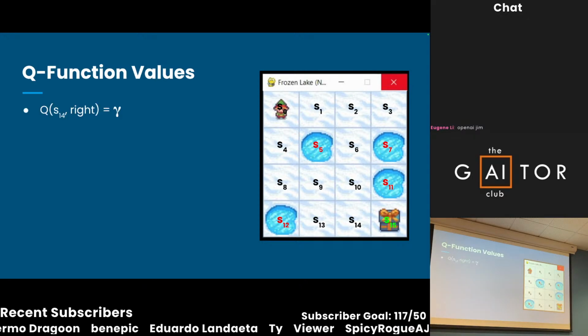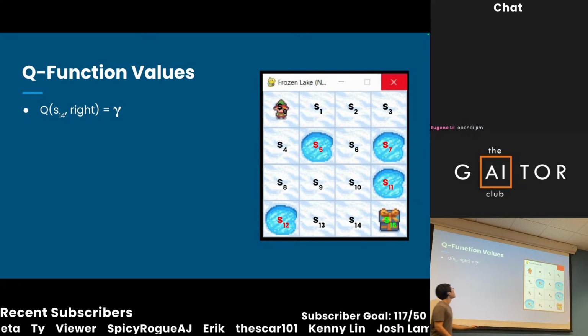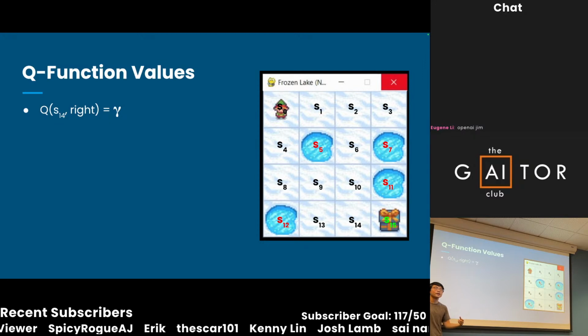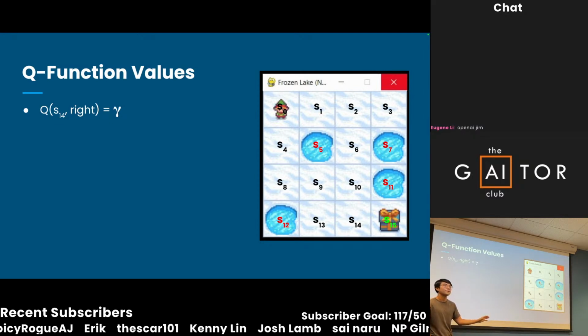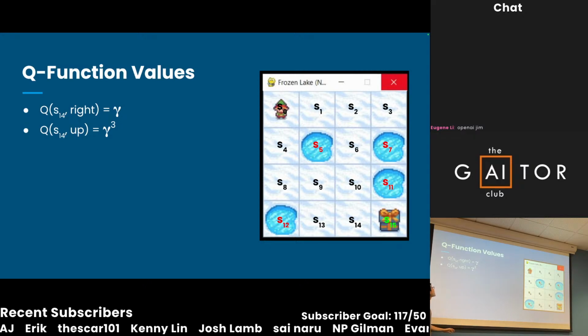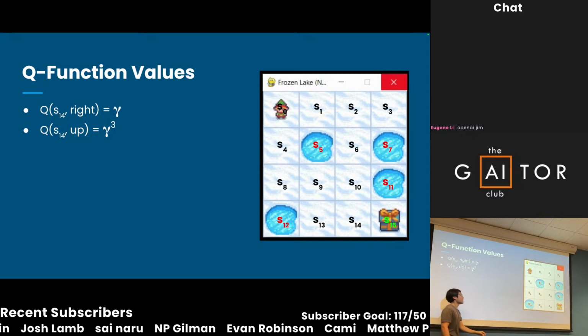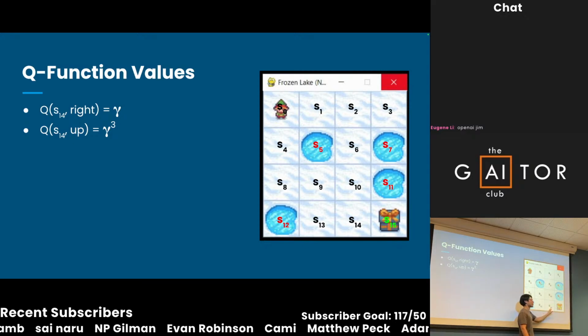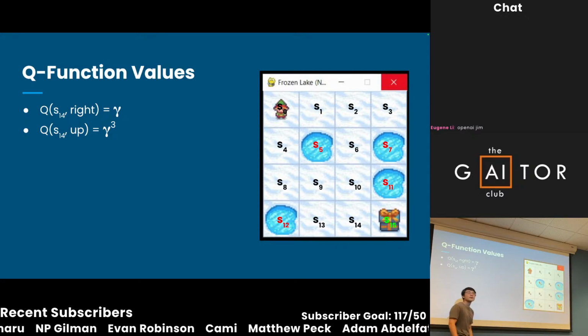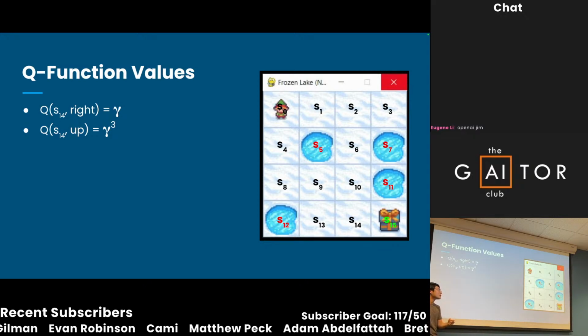Great. Now let's consider the discount factor. The Q value of being in state 14 and moving right is going to be 1 time step away, so it is going to have the discount factor gamma. Does anyone want to explain why Q of S14 and up is gamma cubed, even though S14 is only 1 away? Yes? It would take 3 steps to get to the goal, because you have to go up, and then back down, and then back right.